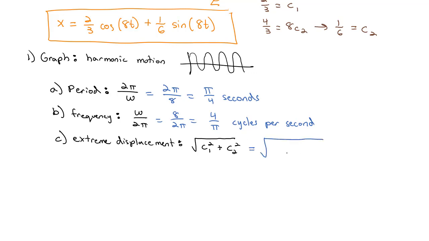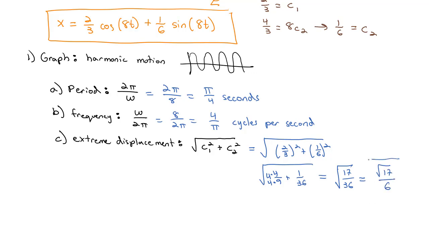So in our case, that's the square root of 2/3 squared plus 1/6 squared. And cleaning that up, we get 4/9 plus 1 over 36. If I want a common denominator, I'll multiply by 4, which gives me 16 plus 1, the square root of 17 over 36, or the square root of 17 over 6, which is a little bit more than 2/3.